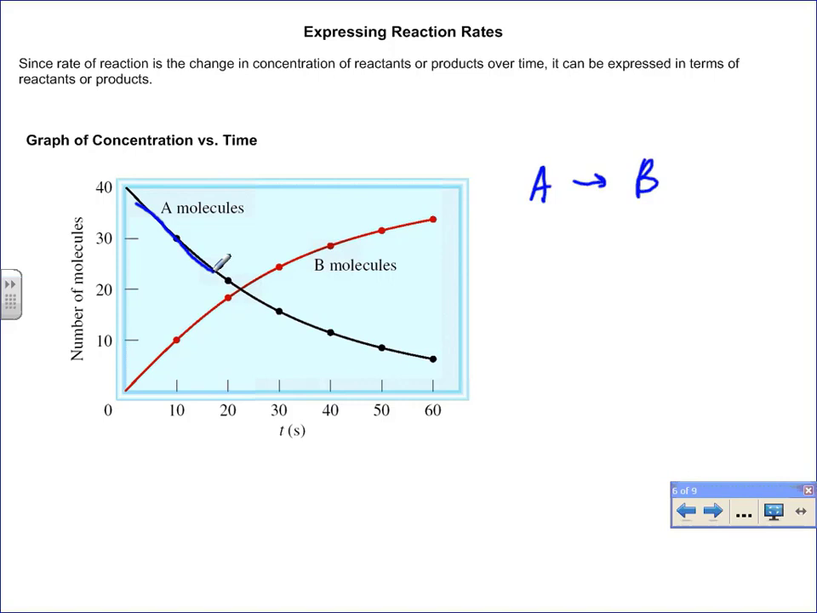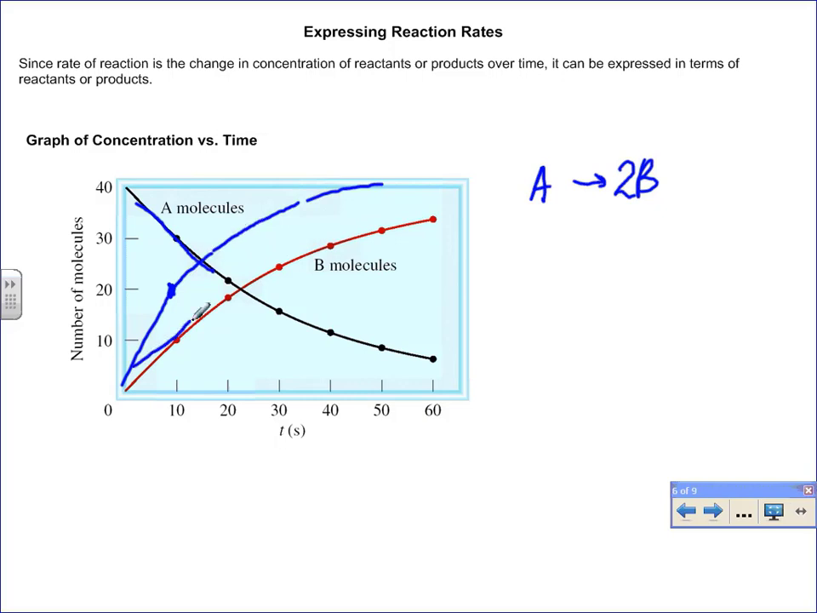Another thing to consider is what would happen if we changed the stoichiometry of the reaction. So if instead of producing 1 mole of B, we produced 2 moles of B. If that were the case, as 10 molecules of A were consumed, rather than making 10 molecules of B, we would make 20 molecules of B. So that's going to affect the steepness of the reaction. So in this case, B is being made at double the rate, or twice as fast.